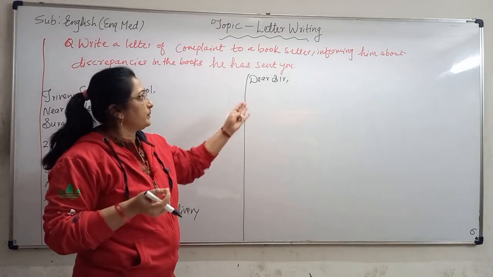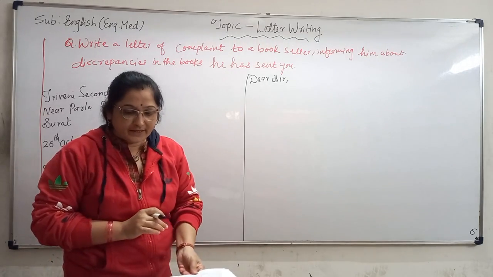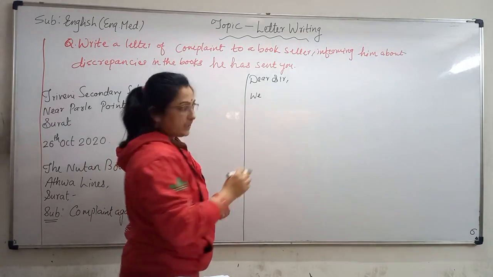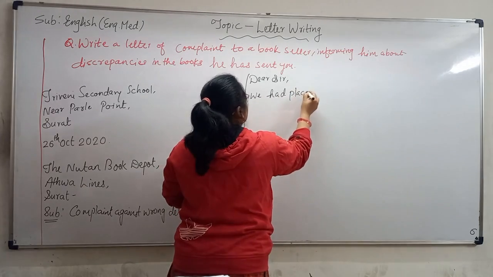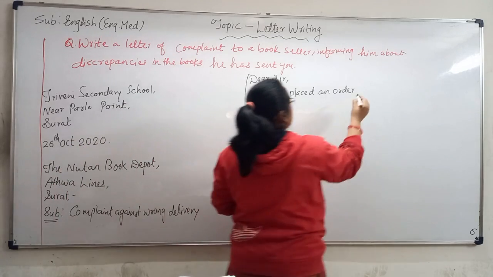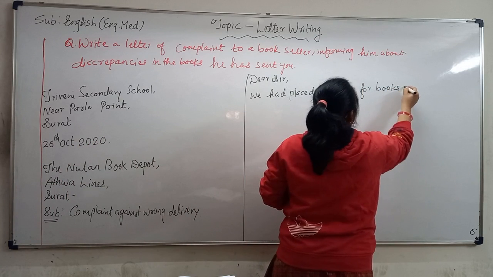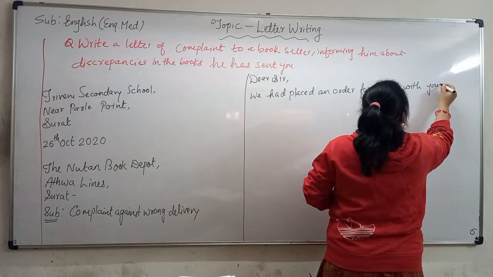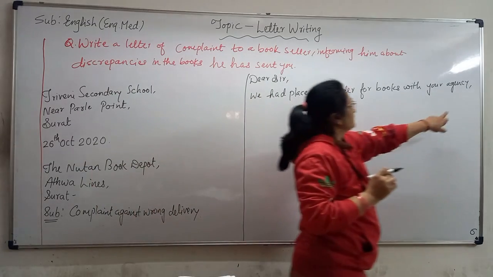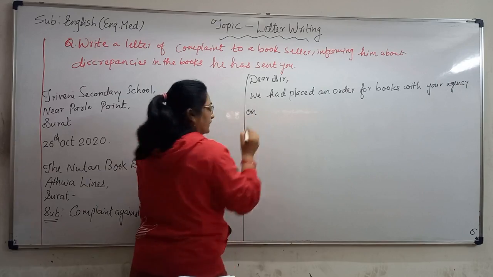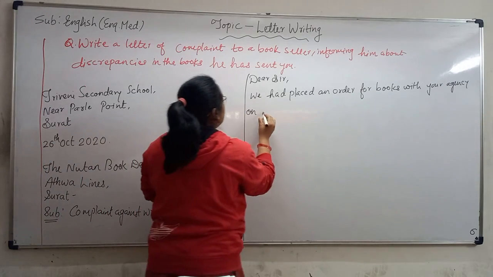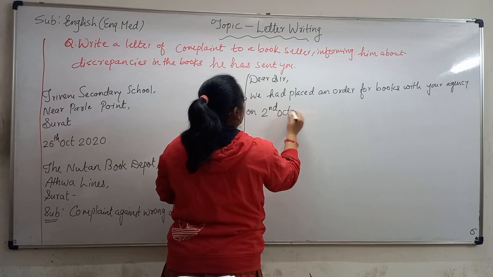Now body. Which part starts now? Body. So the body is like this. We had placed an order. Now you can make a little paragraph. We had placed an order for books with your agency on, you can write the date like, 2nd October 2020.